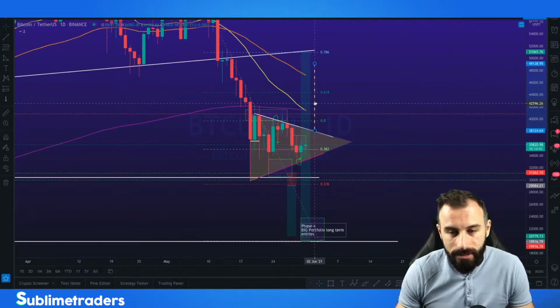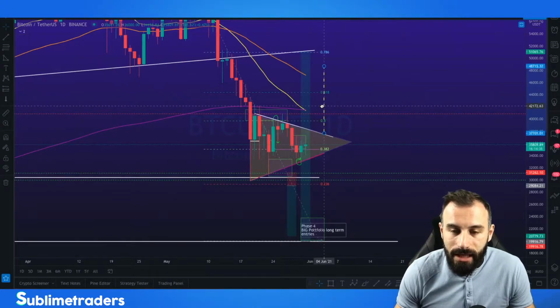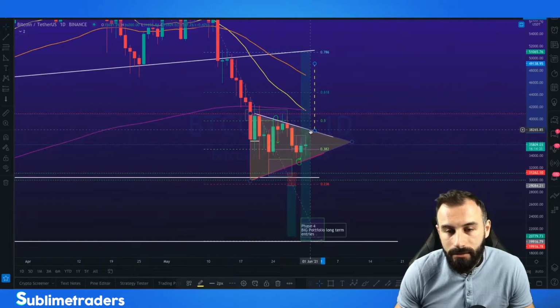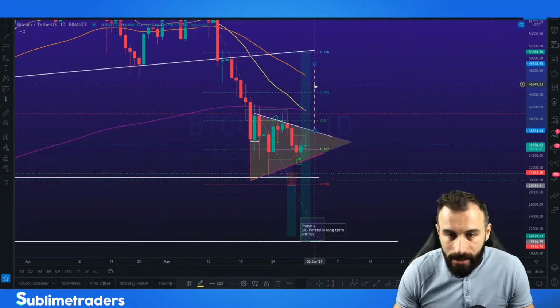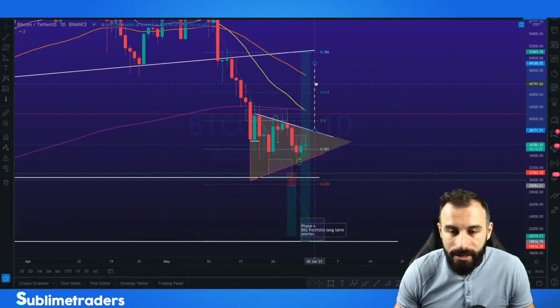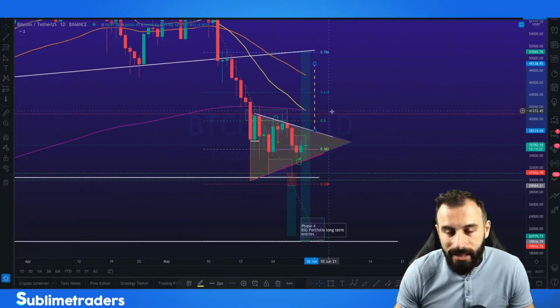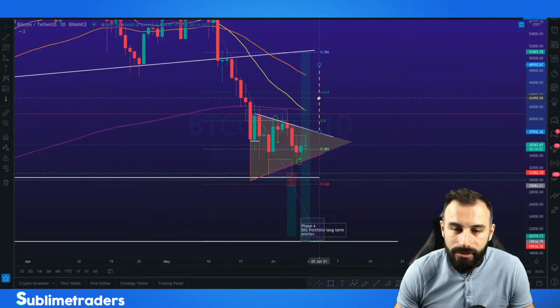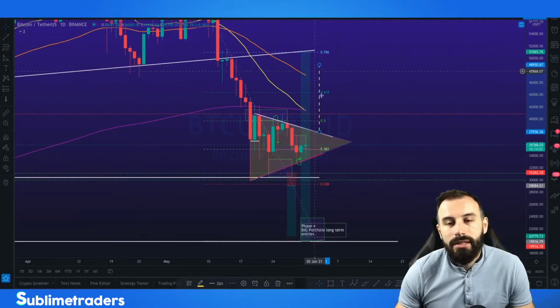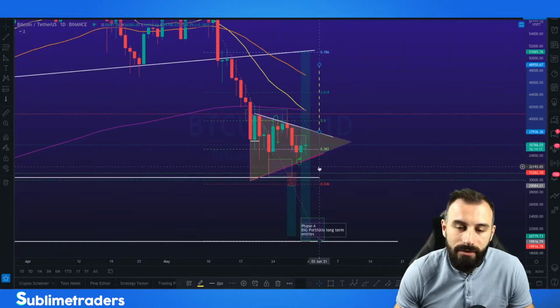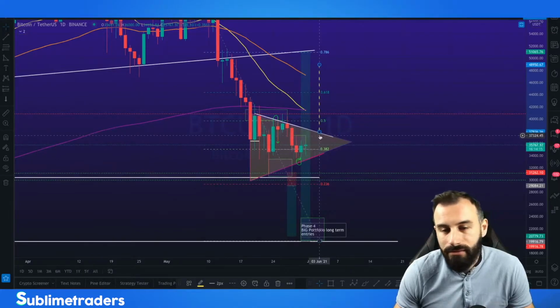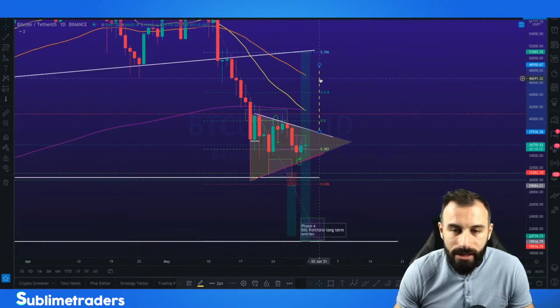So as we know, on a symmetrical triangle, we will be leaving the triangle between 70 and 80% of its length. So right now we are about, let's say, 60%, and I'm just gonna place this here. I'm not very precise with this, but I am just going to assume that the price will leave somewhere around this area. So if we leave around here, we would be around 75% of the length of the symmetrical triangle. So this would be a target to the upside.